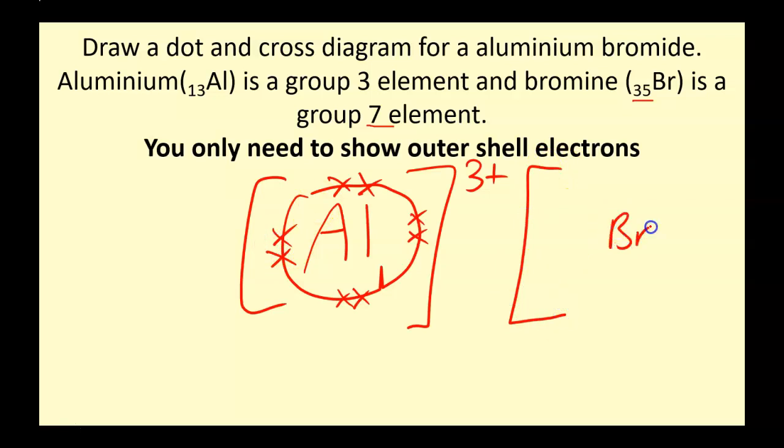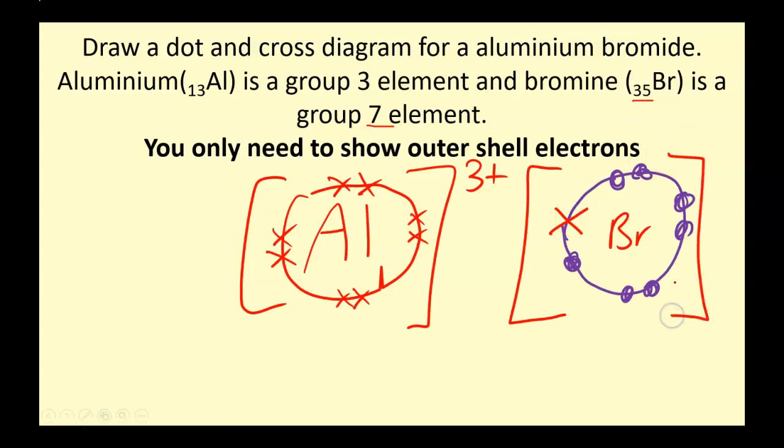Bromine is in group 7, so it's going to have 7 electrons in its outer shell, and we're going to try changing the colour of ink, being a bit more advanced here. So here's bromine with 7 electrons in its outer shell. It's obviously going to gain an electron. The electron it's gained has come from aluminium. So that means it's got 1 cross in the electron configuration here. As it's gained 1 electron, it has a charge of -1.